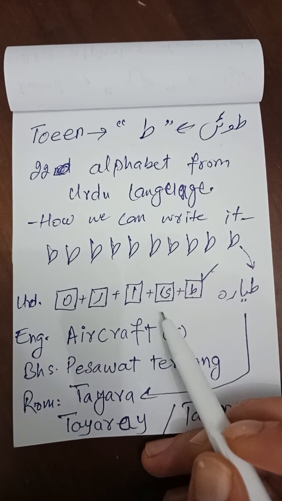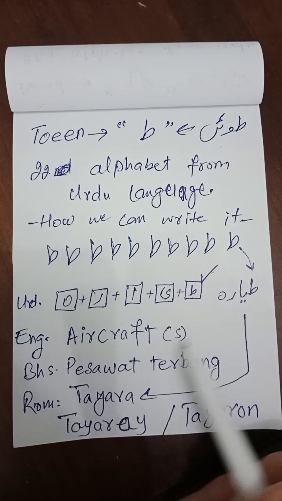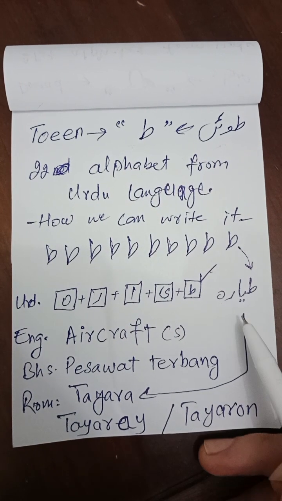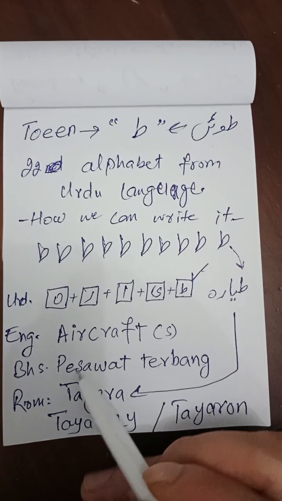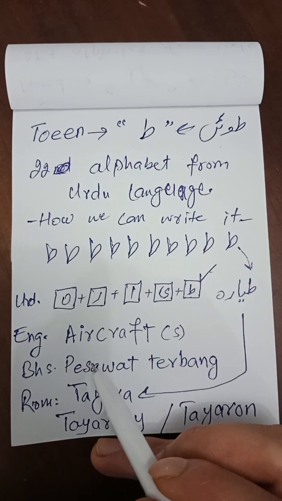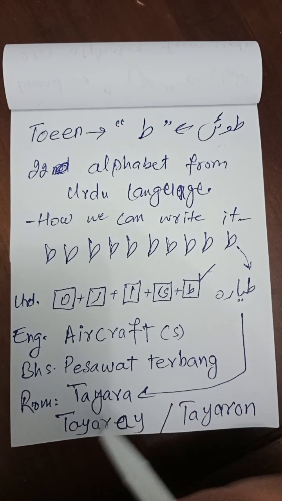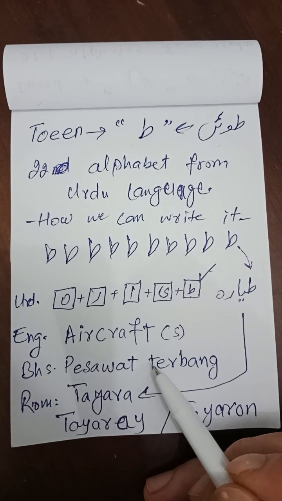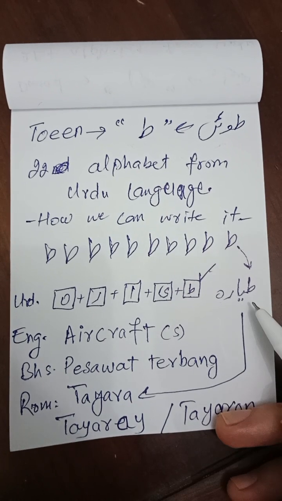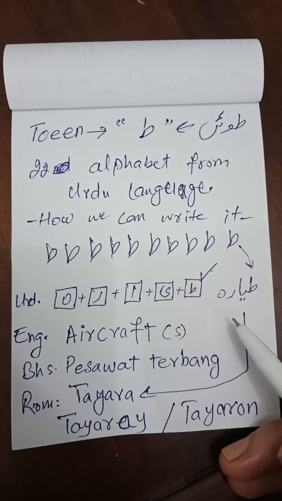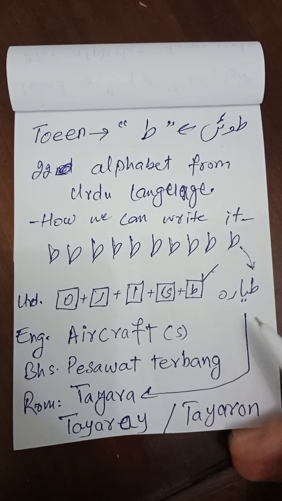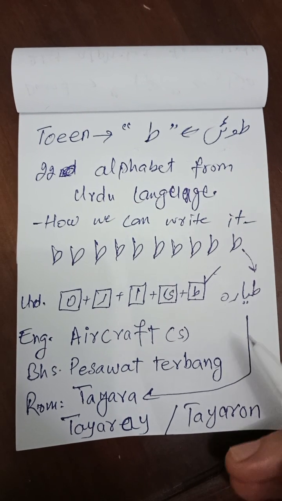Most of the time they are used. Here we can make a sentence: I saw an aircraft moving very fast. So in Urdu we can say, maine ek tayara dekha jo ke badi tezi se ja raha tha ya guzar raha tha.